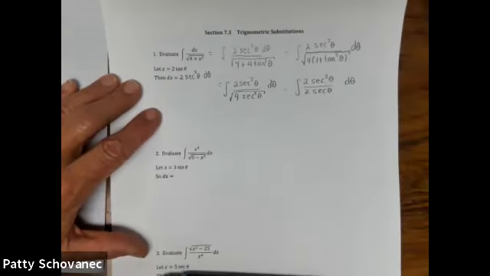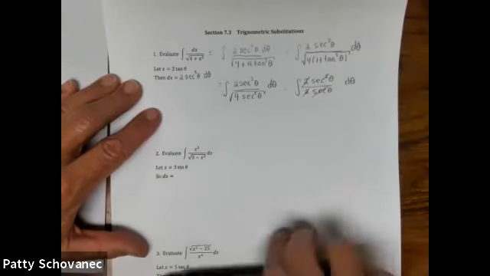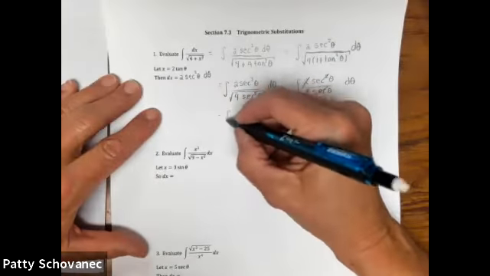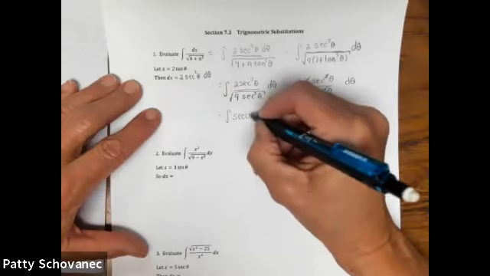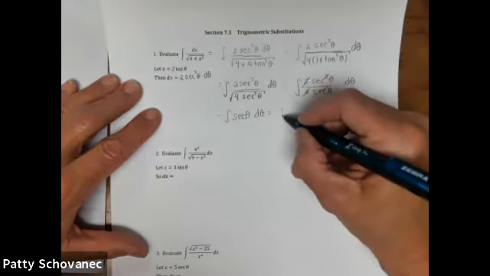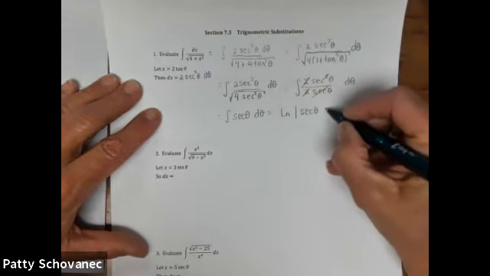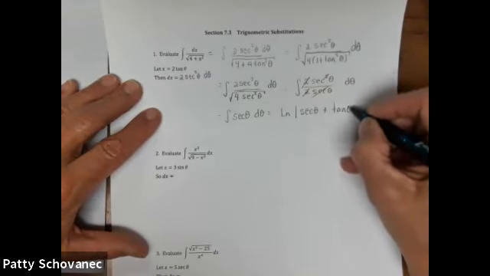And we can cancel. Of course, we cancel the 2's and cancel one of the secants. So we're left integrating the secant of theta. That's one of the ones that I put on the previous page. Remember, that's the one that's the natural log of the absolute value of the secant of theta plus the tangent of theta.